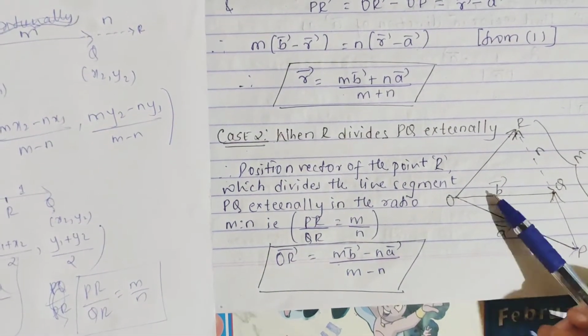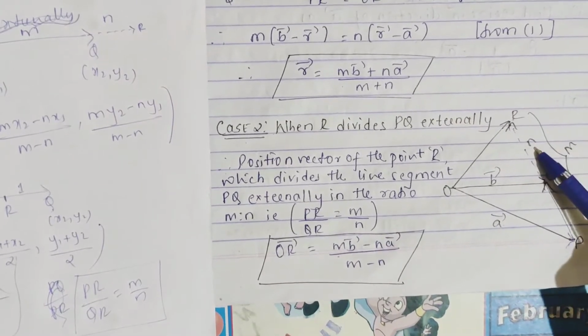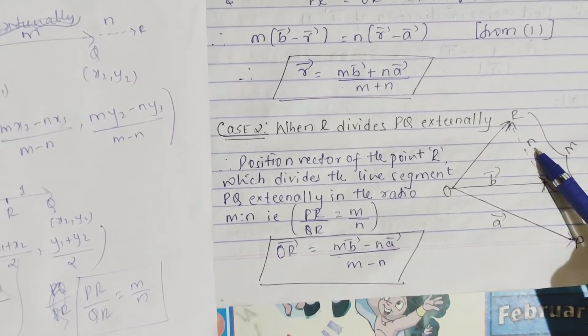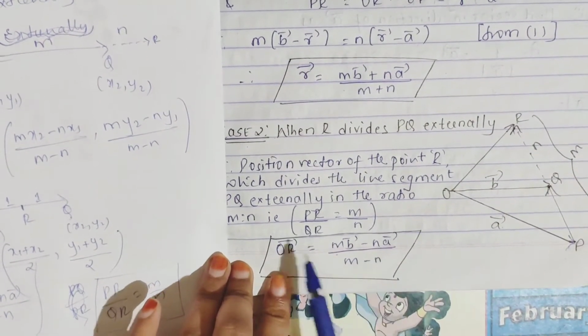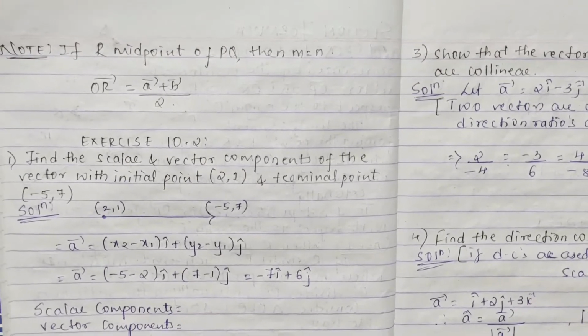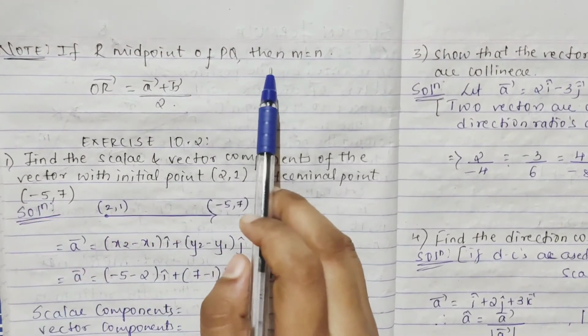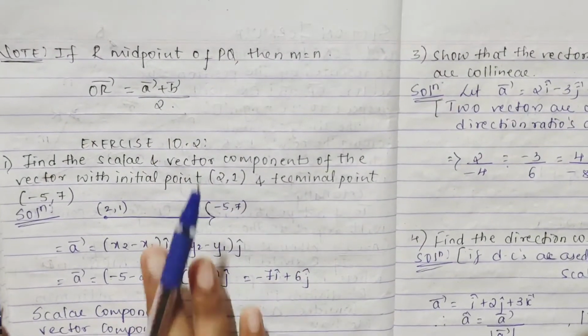Same, MB minus NA whole divided by M minus N. So here I have written, see, OR is equal to MB minus NA whole divided by M minus N. This written part all, I'll send you the notes. And for the midpoint, how will it be? Vector A plus vector B whole divided by 2. We'll see our exercise part.